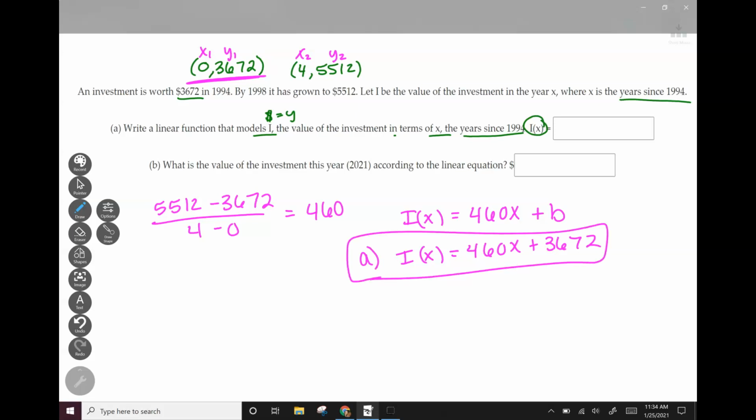Part B: what is the value of the investment this year, 2021, according to the linear equation? So 2021 is how many years since 1994? Well, you can just do that in your calculator if you need to. And that's 27 years. So that's x equals 27. It's 27 years since 1994. So for B, you're going to do I of 27 to find the value of the investment in the year 2021.